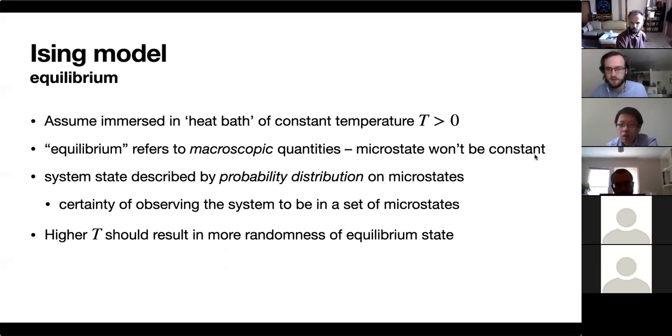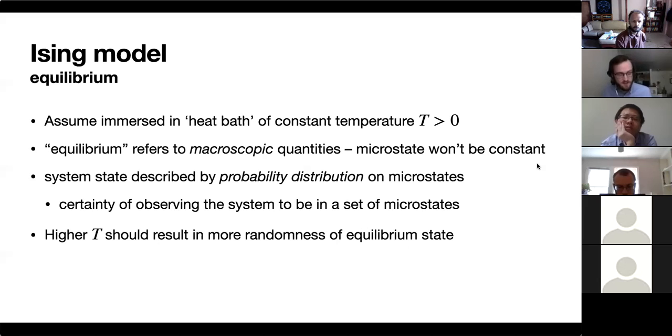Also very important, when we talk about equilibrium, we don't mean that the microstate is going to be constant over time. If you think about, say, a glass of water, when you're looking at it at the macroscopic level, it looks like it's in equilibrium, but if you were able to zoom in on it, you would see that the particles are still moving a whole lot.